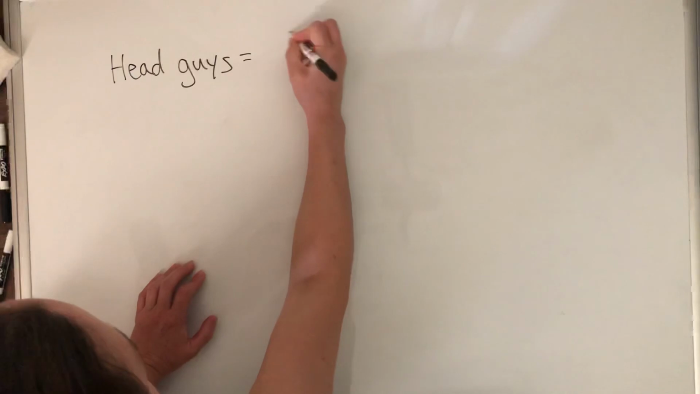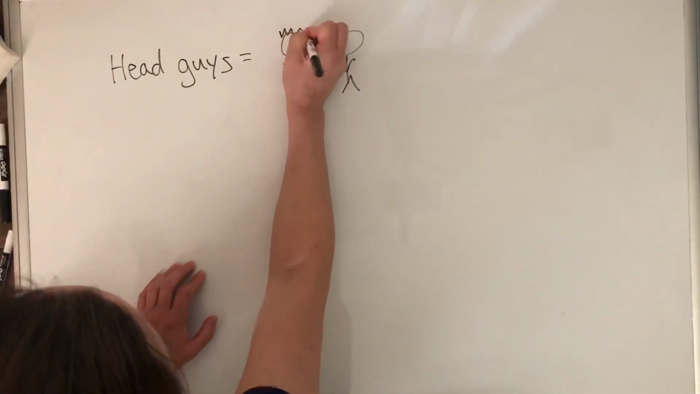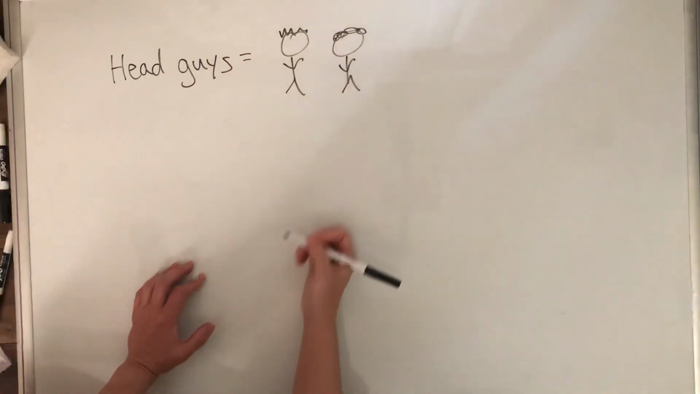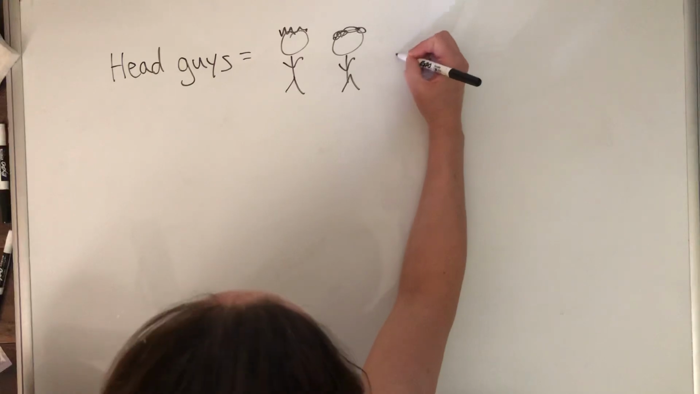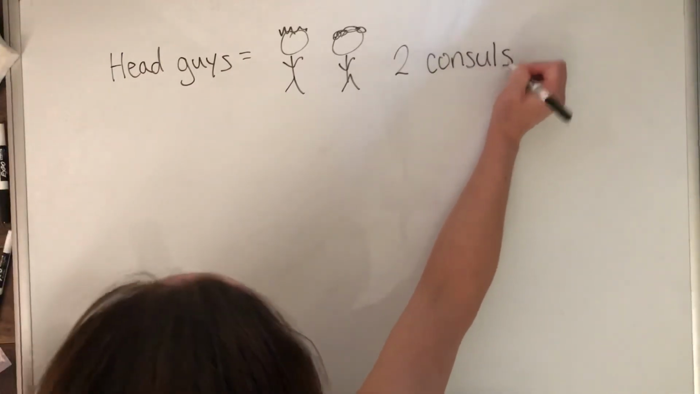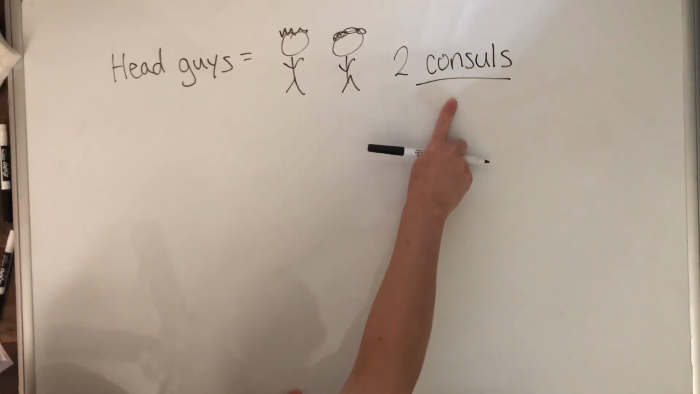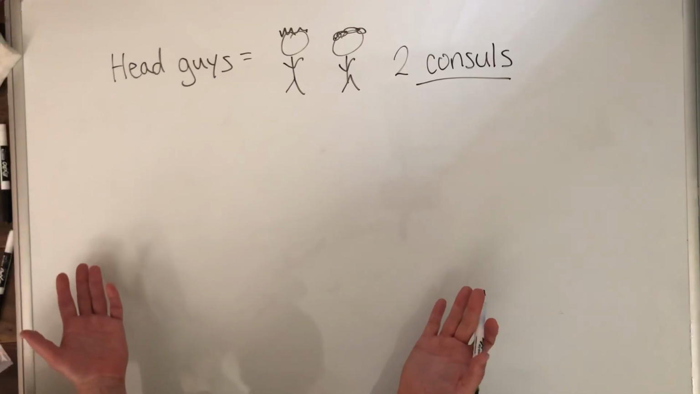So here's the Republic as it is set up. We have these head guys, okay? 2 guys. One curly hair, one straight hair. These 2 guys are the 2 leaders. They're called consuls. So we have 2 consuls. Remember that word consuls, that's gonna be important later. It was kind of like having 2 presidents.